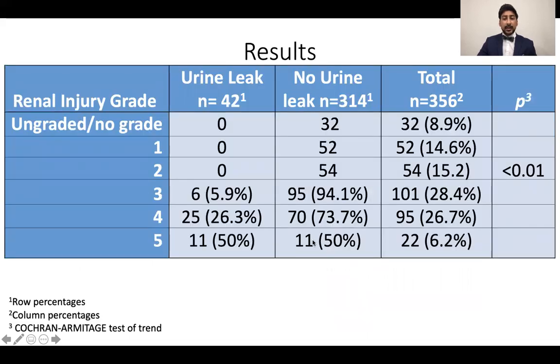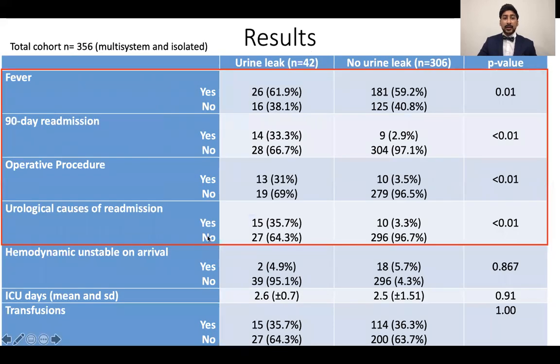The results were that almost all urine leaks were in grades 3 and above, with the greatest number of urine leaks being in grade 4 and the highest proportion being in grade 5. When looking at the total cohort of both multisystem and isolated renal injuries, we found urine leaks to be associated with fevers, 90-day readmission rates, operative procedures, and urological causes of readmission.